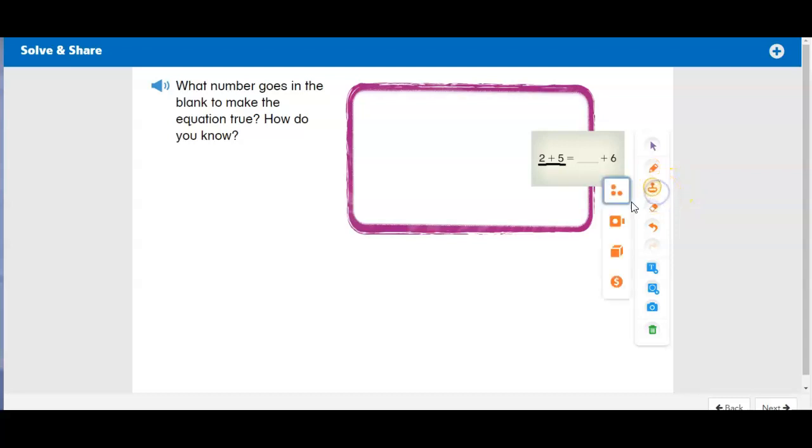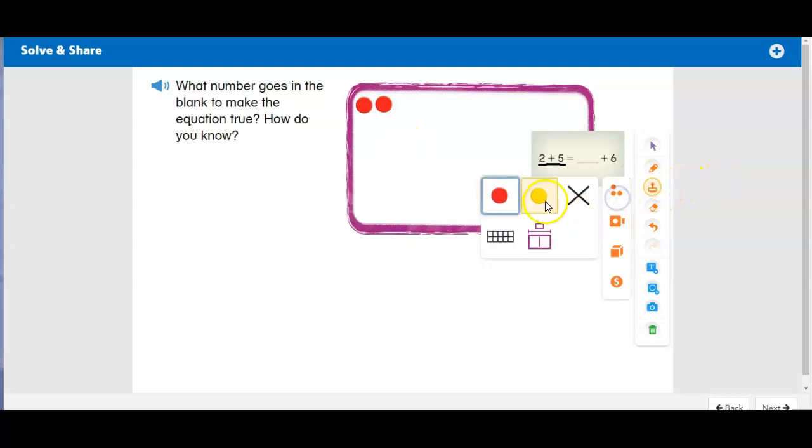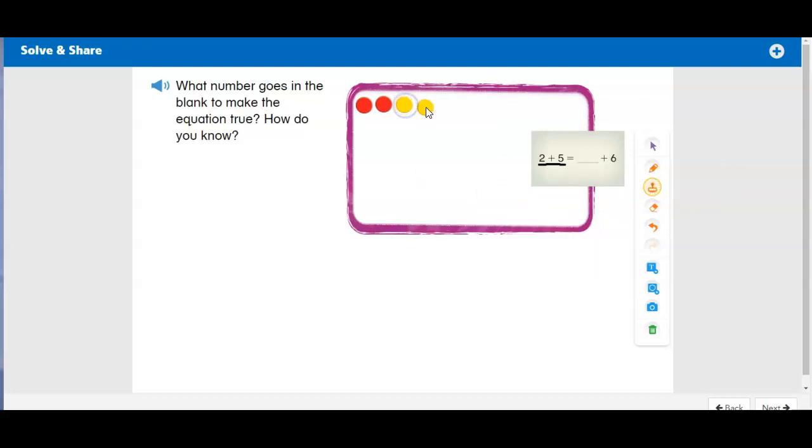If you don't know 2 plus 5 by doing it in your head or on your fingers, you can also use counters. You can say 2 plus 1, 2, 3, 4, 5, and then count out the numbers: 2, 3, 4, 5, 6, 7. So 2 plus 5 is equal to 7.